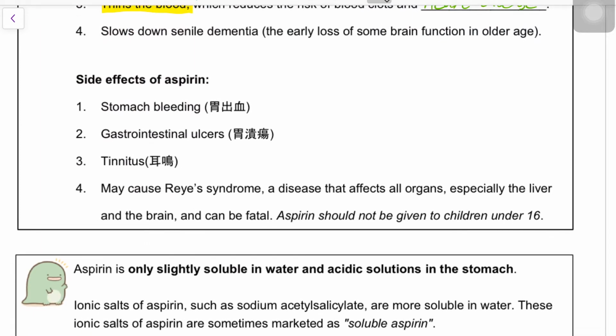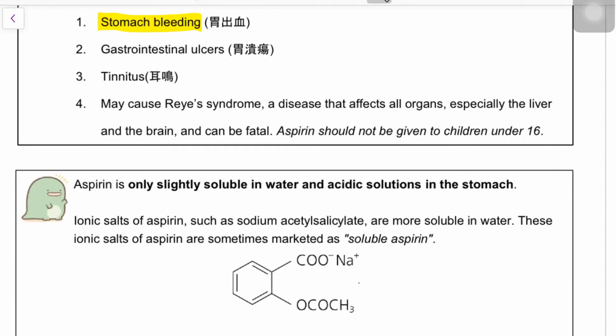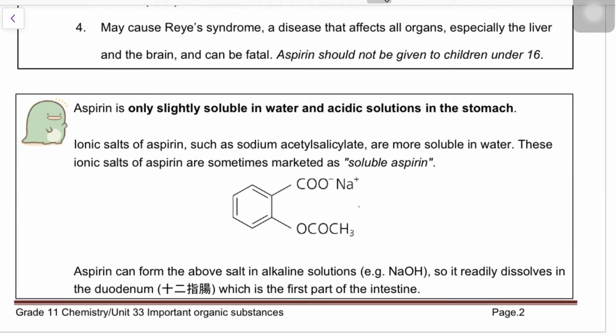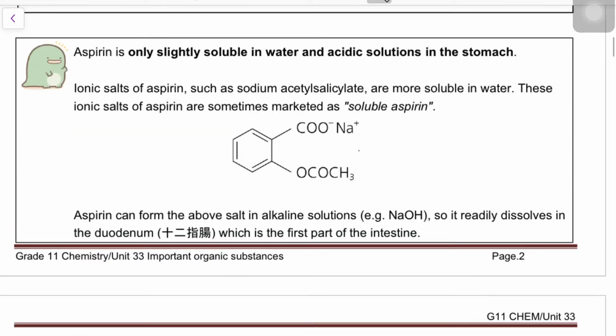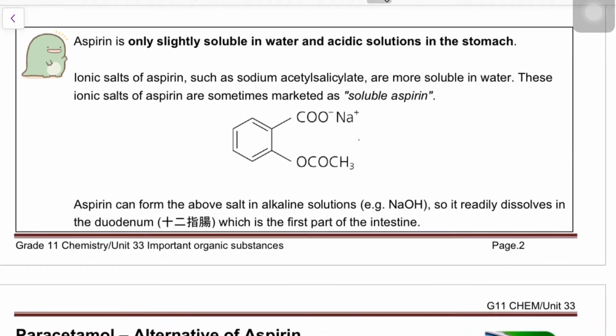And same as everything, aspirin also has side effects. The most significant side effect is the stomach bleeding. So that means for those patients who take aspirin so often, they may suffer from the stomach bleeding. And the others is okay. Again, this is a bit difficult for us because this is not a biology lesson.